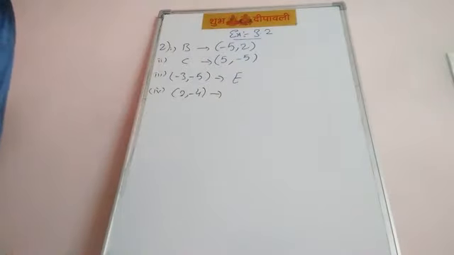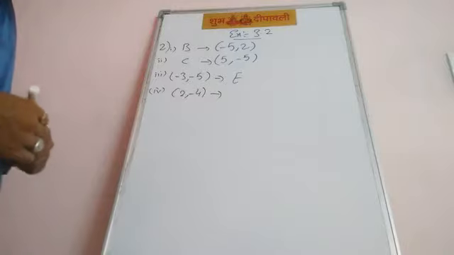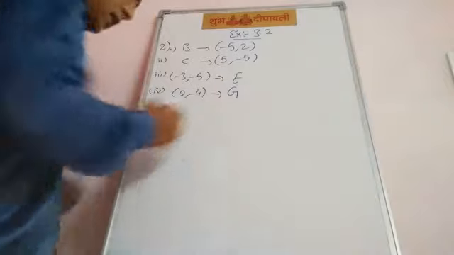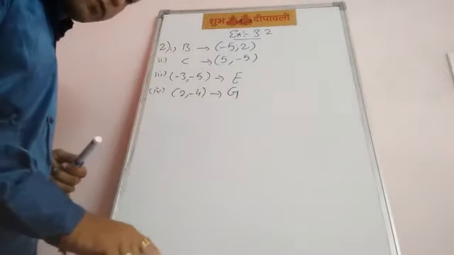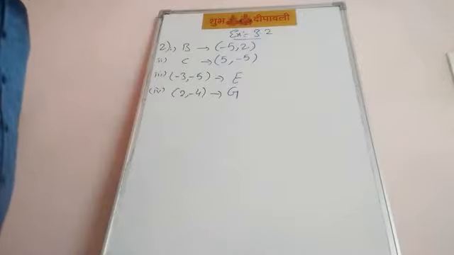See the figure. x is 2 and y is -4. Which point does it represent? Point G. Okay. Yes. In your next problems, 5th, 6th, 7th, 8th, what have they asked?